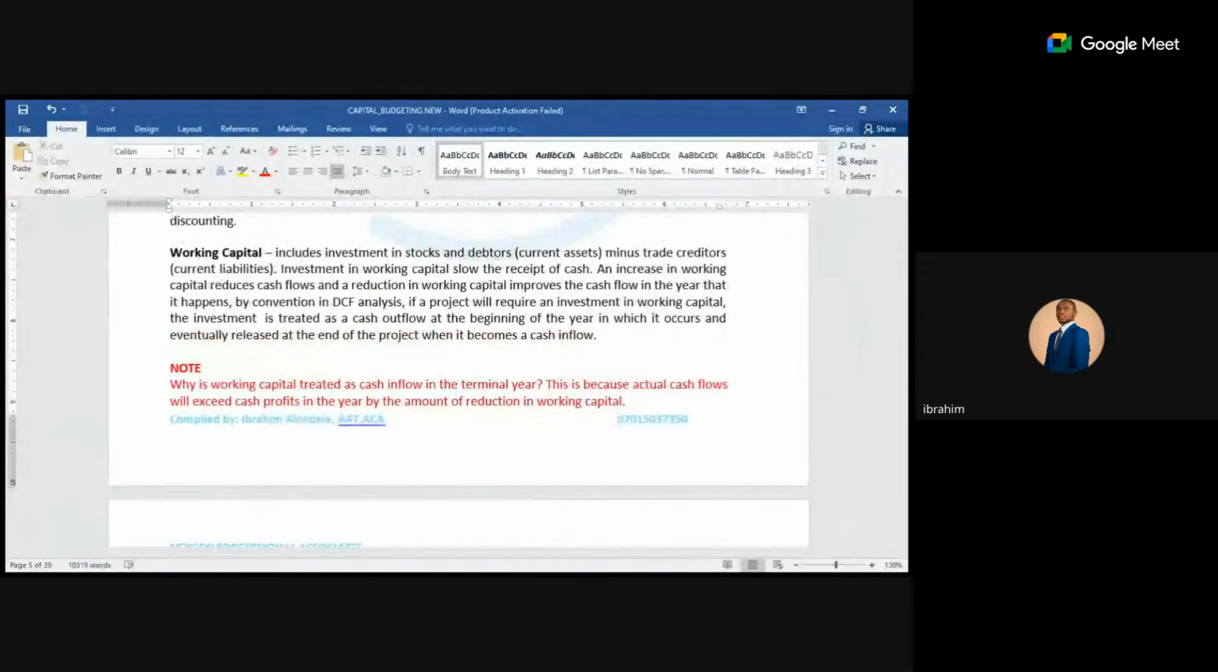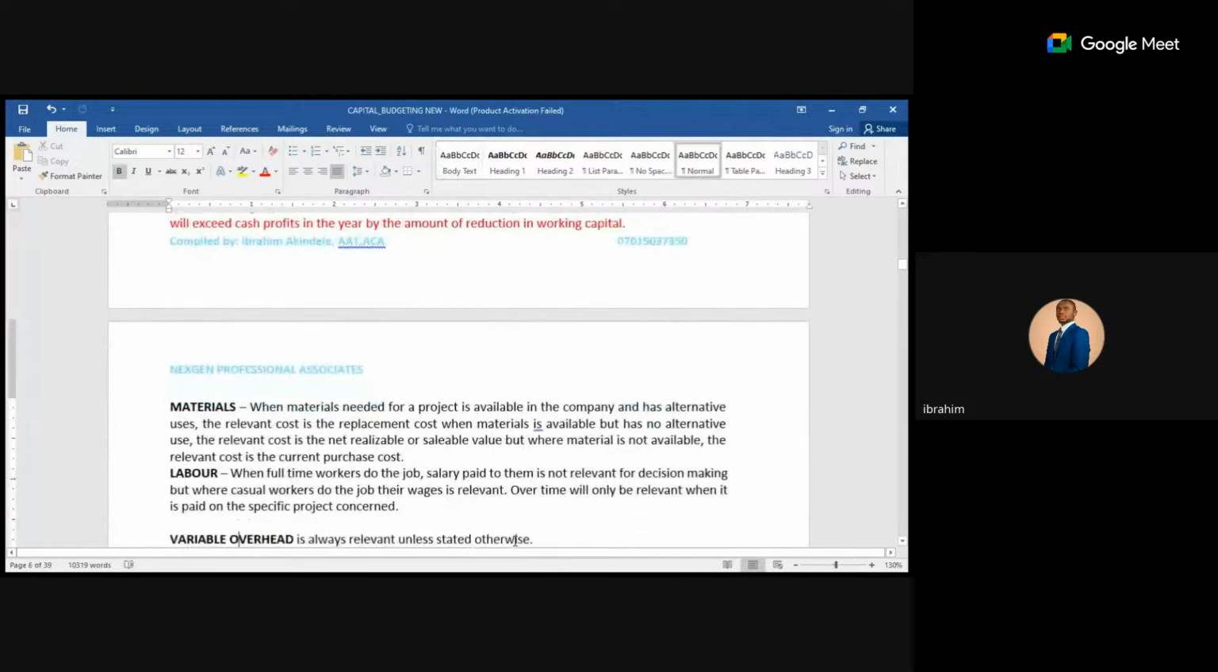But working capital is what you use to run the business at the beginning of the project, at year 0 when the project has not started. Of course, you say this is the money you will take to run it. It is at year 0, unless stated otherwise in the question, right? Then at the end, you have to recoup back your investment. That is the reason why you will see working capital. Sometimes it becomes an outflow at the beginning. At the end of the project, it becomes an inflow, right? And it is always relevant. We'll get to the computation as we move.